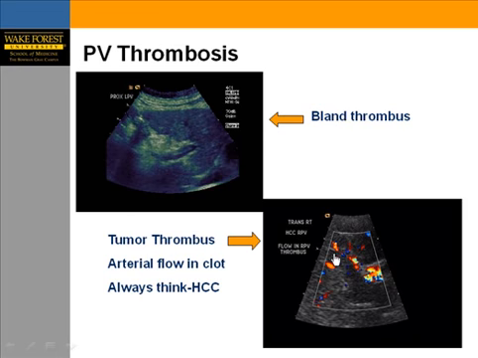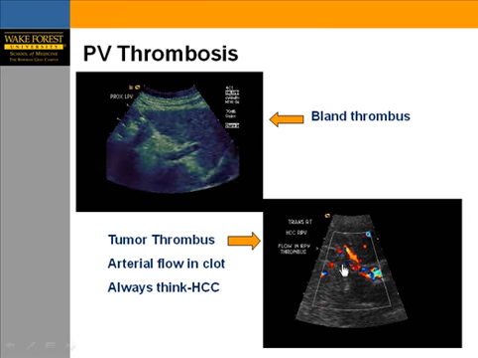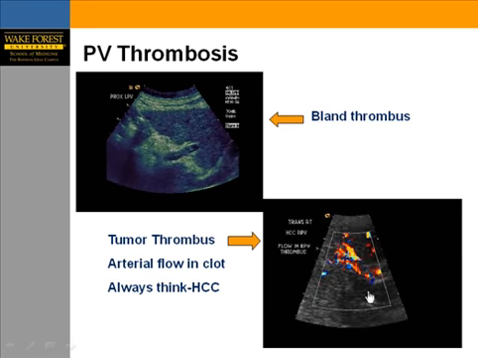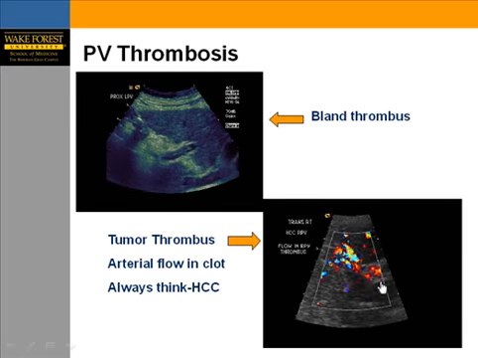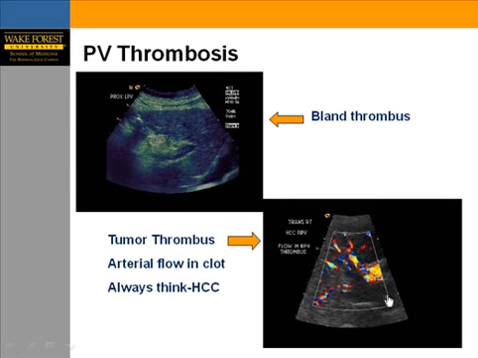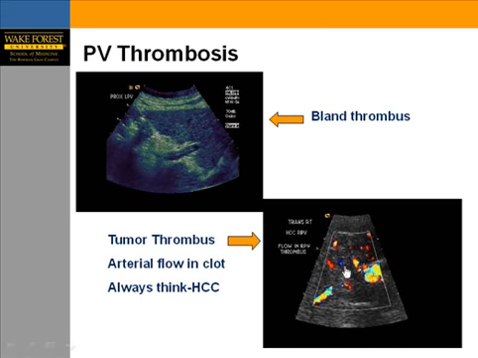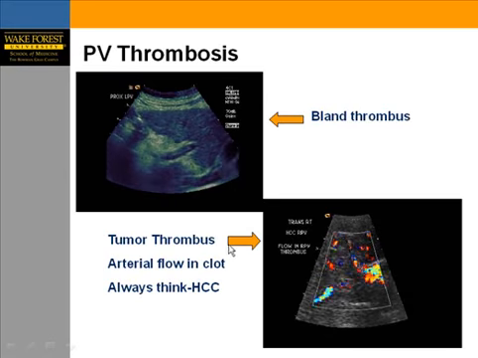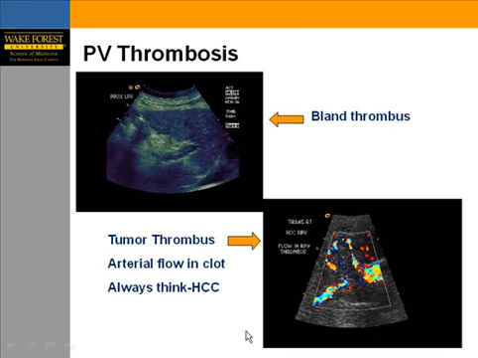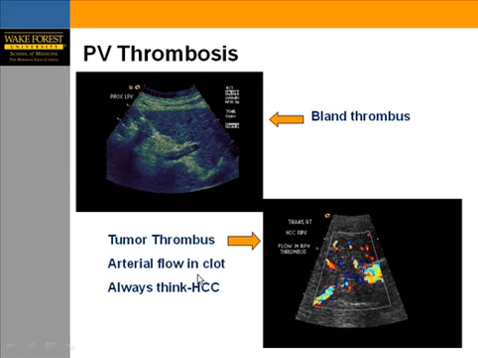Now let's compare this to the other image in the bottom right corner of the slide. You can see the portal vein coming into the liver. It's very expanded. You can barely distinguish it from the nearby liver parenchyma, but you notice that there is an arterial signal within that clot. This raises the suspicion for a tumor thrombus. And in any cirrhotic patient with a tumor thrombus, you need to always think about the presence of hepatocellular carcinoma.